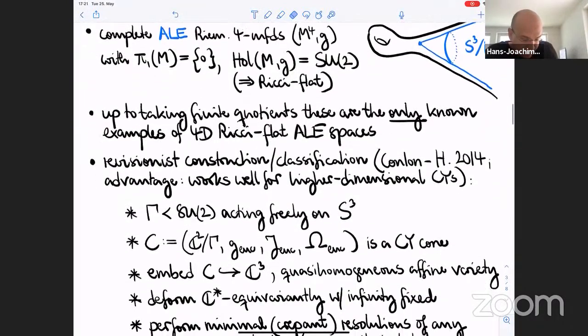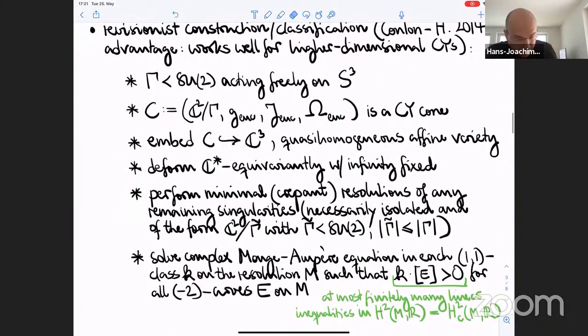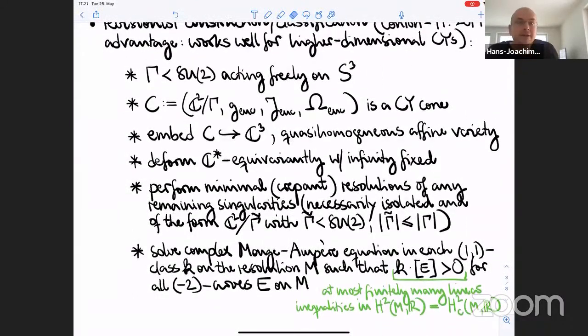So what are the ingredients? You start with a finite subgroup Γ of SU(2) that acts freely on the 3-sphere, and you take the quotient of the trivial Calabi-Yau structure on Euclidean space C². So I'm taking the trivial flat Kähler structure g, J and the trivial parallel holomorphic volume form, capital Ω. Take the quotient by Γ, and this is an example of a Calabi-Yau cone. In complex dimension 2, these are the only examples of Calabi-Yau cones: quotients of C² by finite subgroups of SU(2) acting freely on S³.